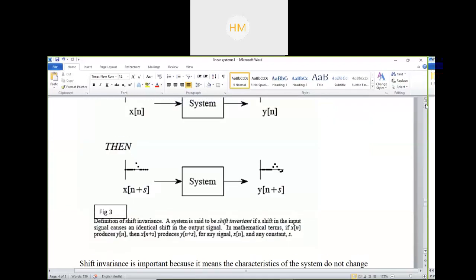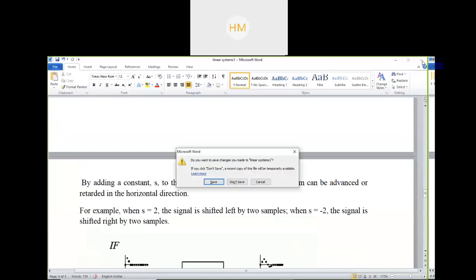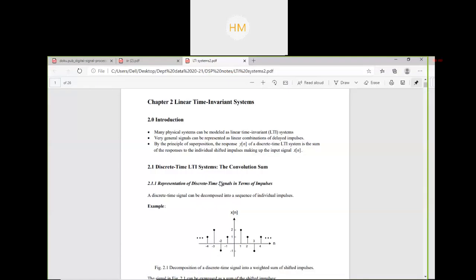So these three properties configure a system which is known as a linear shift invariant system. So basics we have studied. Now we will focus on the advanced things of this topic.